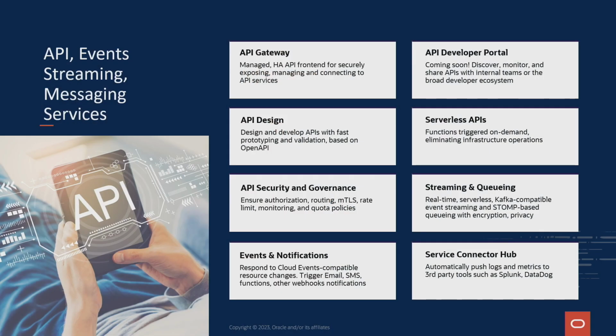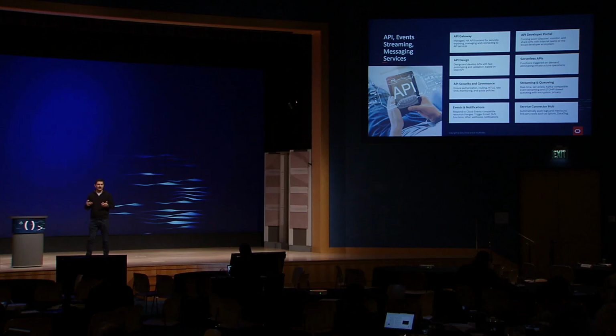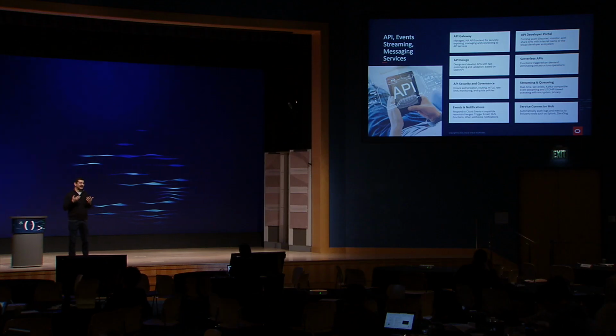When you build microservices, you want to make sure that they are API enabled. You want to make sure they have support for streaming, messaging, and all of those things. And we have a set of services which help you build microservices. API gateway, API design, and API developer portals coming out soon. These are things which will help you build applications using an API-first approach. And then we have streaming, queuing, events, and notification services that will help you with integration of those microservices, along with the service mesh. So we have a set of services for building all of those cloud native and microservices applications.